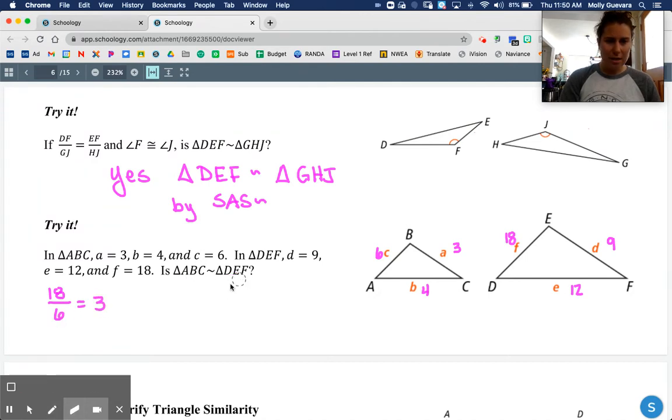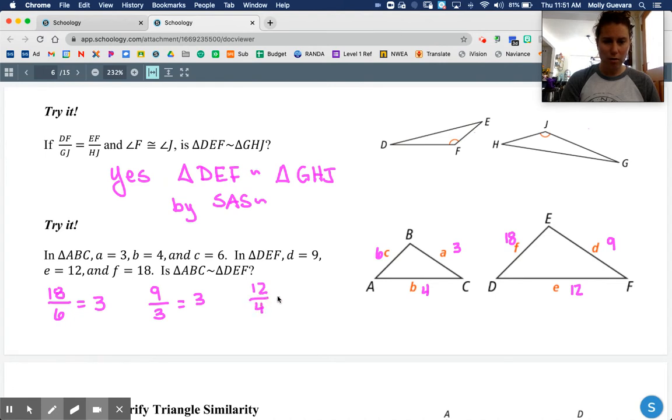Okay? And also in this triangle, side BC, which is 9, corresponds to side EF, which is 9. So I get 9 over 3, which is 3, which means the last 2 sides are corresponding. So that would be 12 over 4, which is 3. So since the scale factor is the same on all 3 of these sides, that means that they're proportional. And so yes, it is similar.